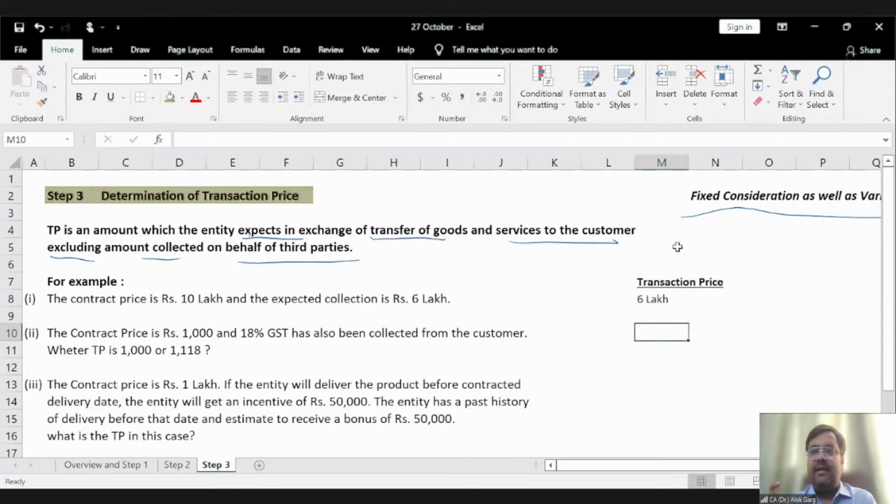The entity is collecting GST on behalf of the government. The entity has collected the GST and has to pay the GST to the government. So what is the transaction price? Is it 1000 rupees or including GST? Tell me. Friends, the transaction price, Ashwini, is not 1118. The transaction price is 1000 rupees. You have to recognize revenue not of 1118, but of 1000 rupees only.